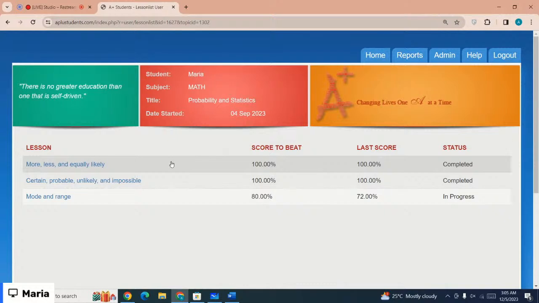And the lessons we're going to cover today are more, less, or equally likely, certain, probable, unlikely, and impossible. Then we'll do the mode and range. So let's just start with the first lesson, that is more, less, and equally likely. Make sure you have your notebook and pencil so that you can note down the important examples and definitions as well.